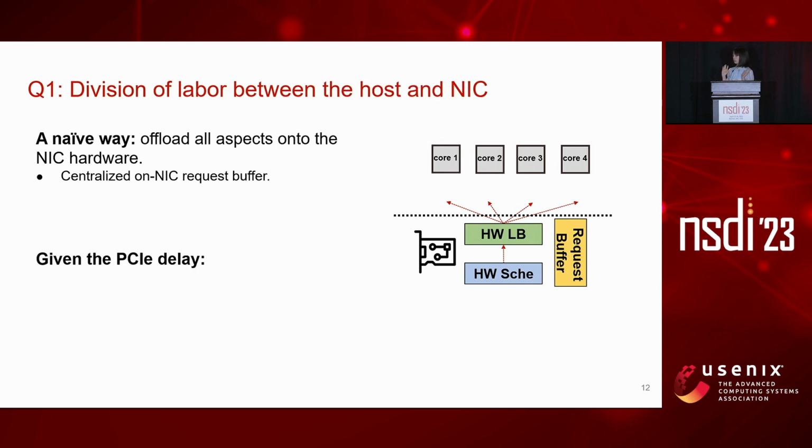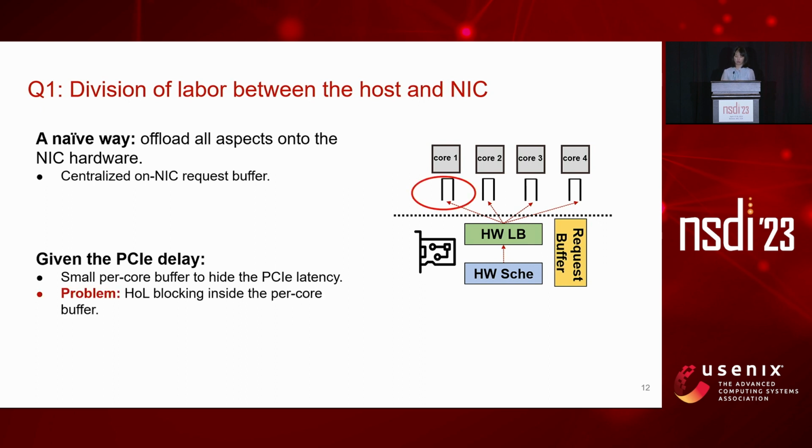However, in reality, there is a PCIe communication delay between the host and the NIC. So if the load balancer only steers a packet to the core when the core becomes idle, it will lead to poor throughput and a stop-and-wait problem. Therefore, each worker core has to have a per-core buffer to hide the communication latency. But this could lead to head-of-line blocking.